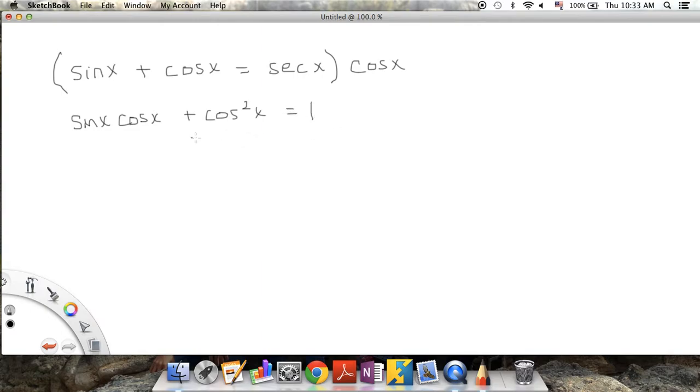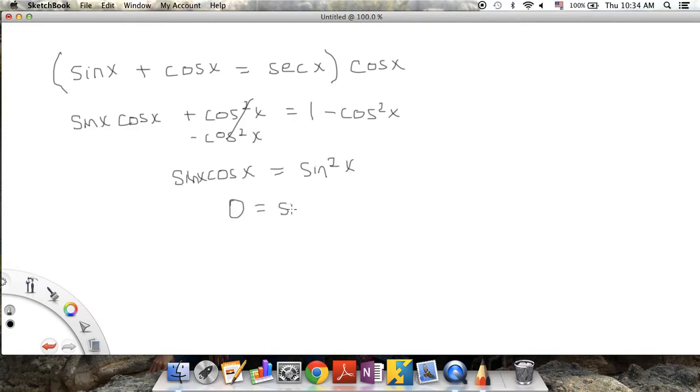Now, if we subtract the cosine squared x over to this side, then we see that we have a Pythagorean identity. If you look at this and you see the squared and the 1, then you can say, I can probably get that to be something altogether because of those Pythagorean identities. We know that sine squared plus cosine squared is 1, so that means that this is just sine squared. Now, we can move this all over together.